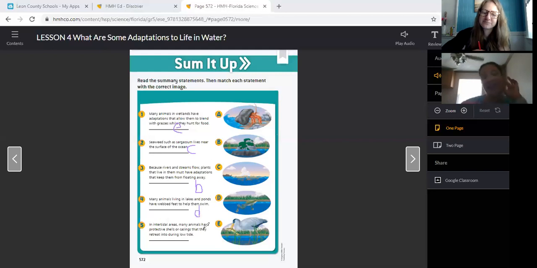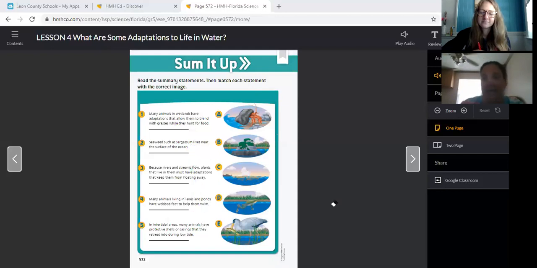And then, of course, we have intertidal zones. Many animals have protective shells or casings that they retreat into during low tide so that people and other animals can't find them and snatch them up. And so I'm going to say that that is A. I think we did pretty good with that one, Miss Lamb. I think we did. All right, so I'm going to erase real quick.